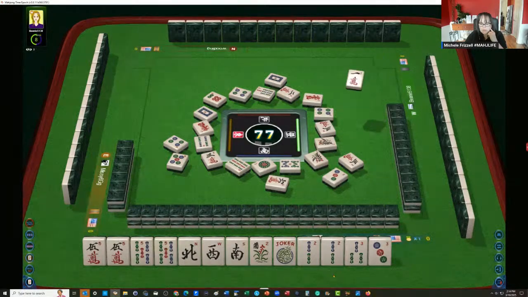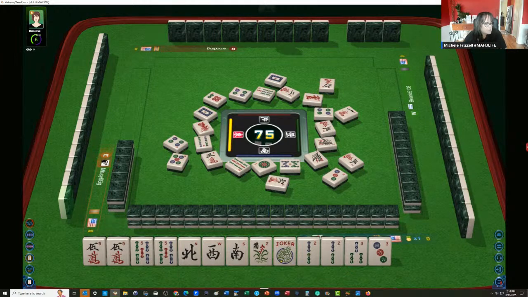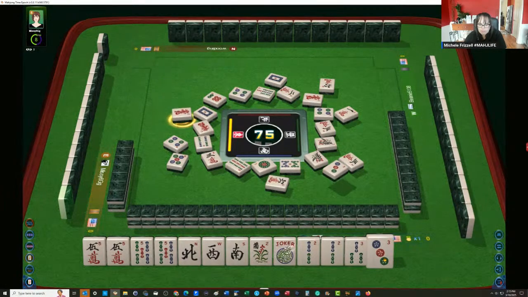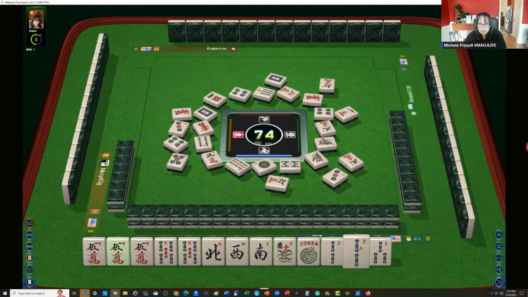No 4. 1 character. 5s. We have 5s. 2, 3. These can go. 6 characters. You always just want to take stock, really. Just hold your tiles for a bit. Red dragon. Here we go. There's a 5. 3 dots.